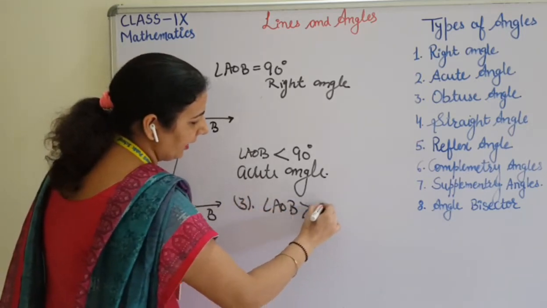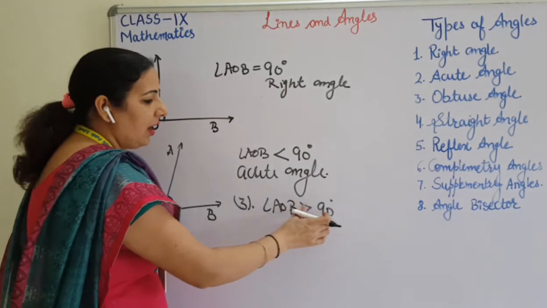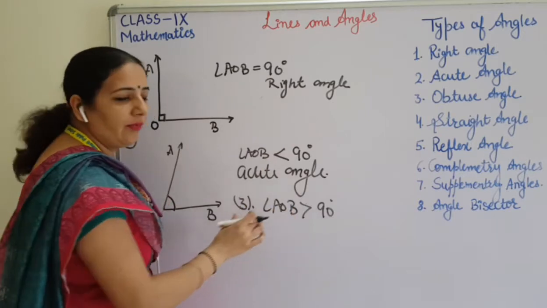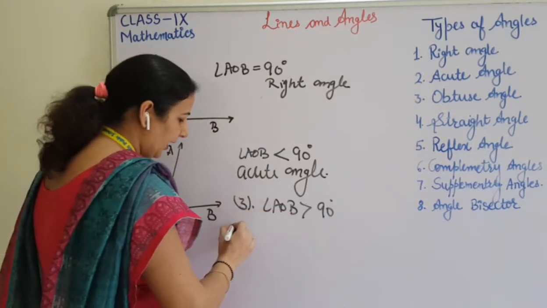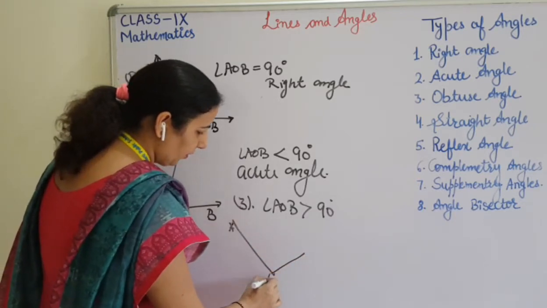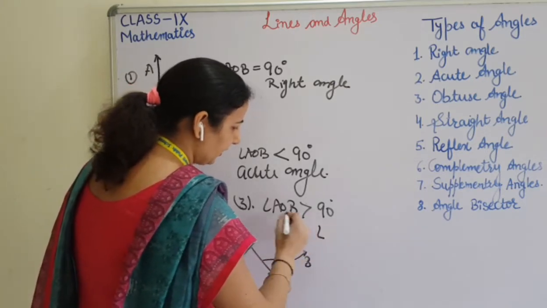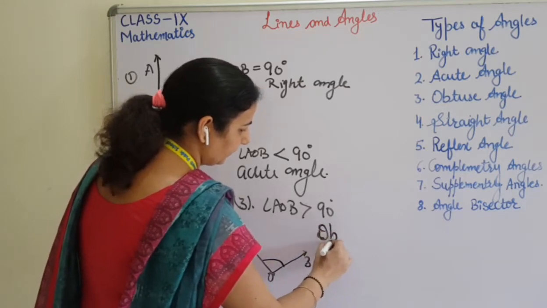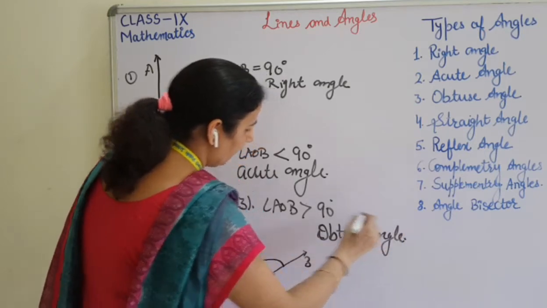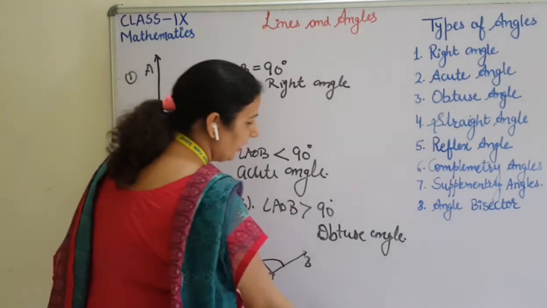And the third point is, when this angle AOB is greater than 90 degrees, then it is known as obtuse angle. Greater than means after 90 degrees: before 90 degrees acute angle, 90 degrees right angle, and after that we can say obtuse angle. The rough diagram of this will be AOB, this one. So this angle is greater than 90 degrees, so it is known as obtuse angle. This you have already read in your class 7th, 8th also.